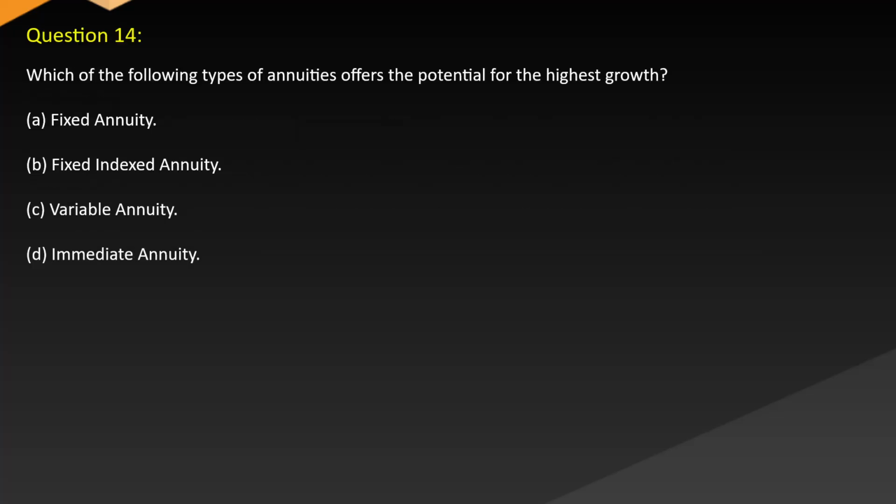Question 14. Which of the following types of annuities offers the potential for the highest growth? A. Fixed annuity. B. Fixed indexed annuity. C. Variable annuity. D. Immediate annuity.